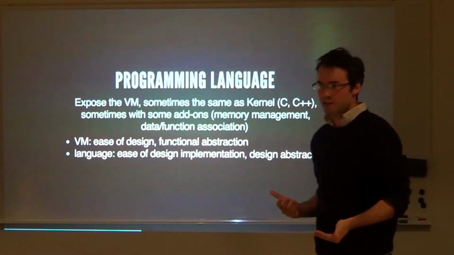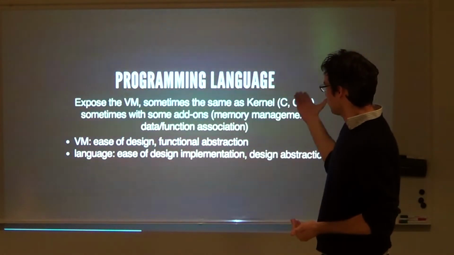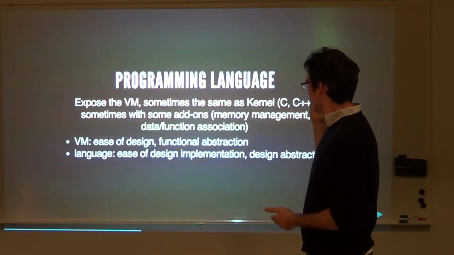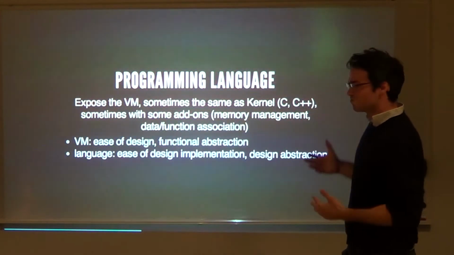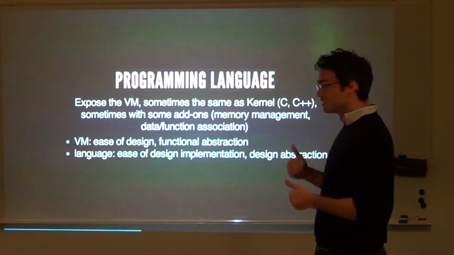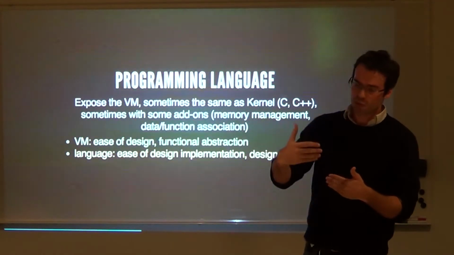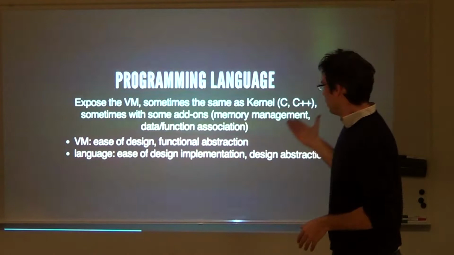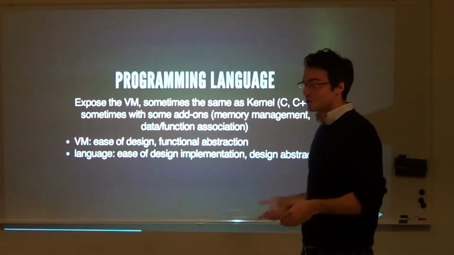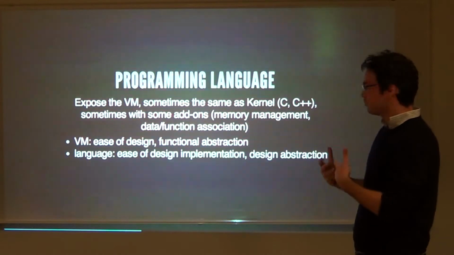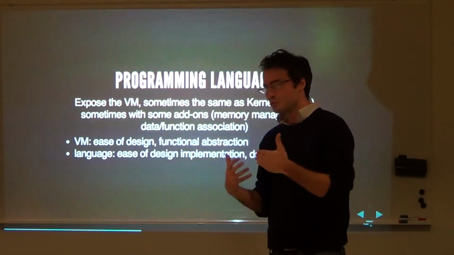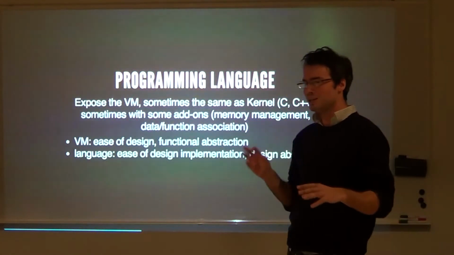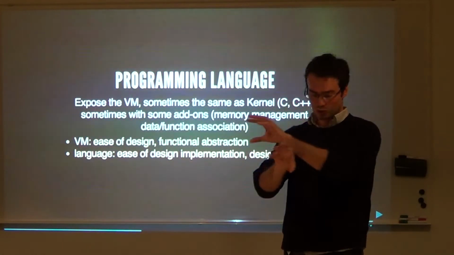So what is finally a programming language? Finally, the programming language is the interface to this VM. So it exposes the VM, sometimes the same kind of VM, for instance, C or C++ expose something which is approximately the same as the Unix interface, but sometimes with some add-ons. So for instance, the JVM exposes a VM which allows you to automatically manage your memory, and to link your functions with data structures with classes.